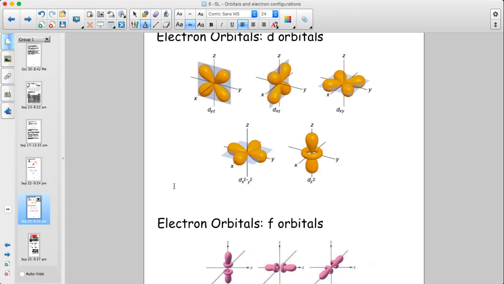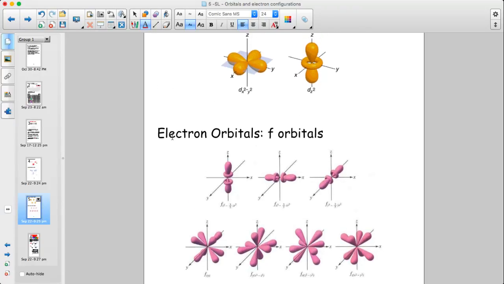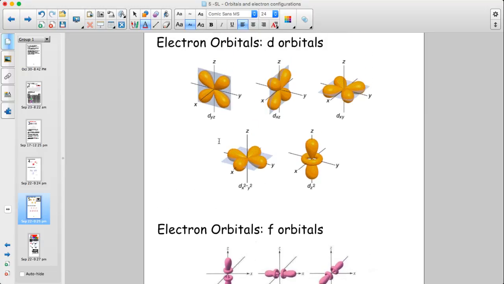We also have much more complicated ones, d orbitals, which have multiple lobes, 4 lobes, and even rings, and then f orbitals, which have even much more complicated shapes, multiple rings, 8 lobes, things like that. We'll barely deal at all with the f orbitals. We will deal with some atoms that have d orbitals.